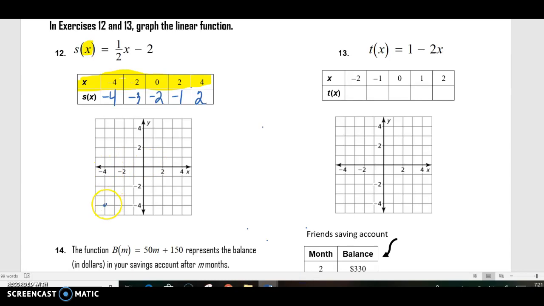So -4, -4, -2, -3, 0, -2, 2, -1, and 4, 0. Okay, double check and make sure that those points should be in a linear path. Double check and make sure that I didn't make any mistakes there. I'm going to skip number 13 and continue moving.